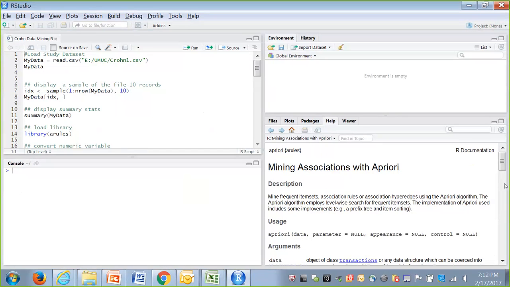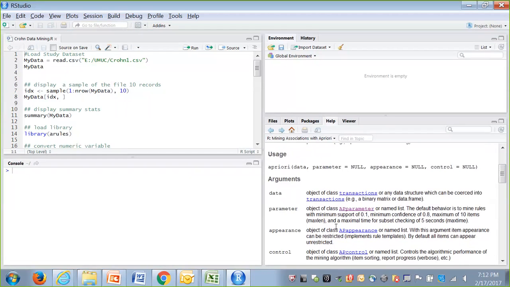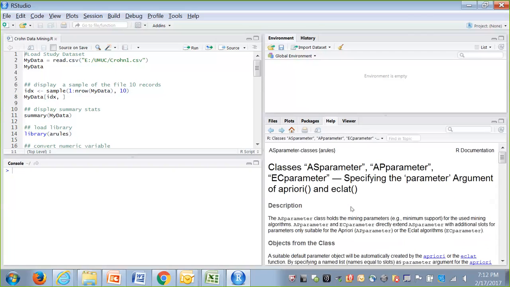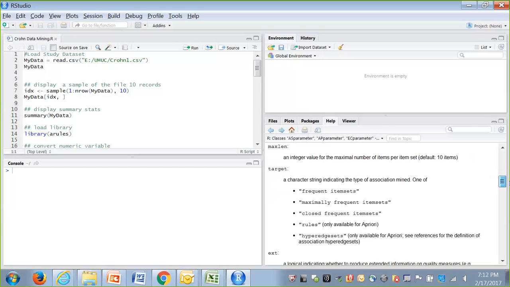So the Apriori rule has basically a whole set of parameters, and we'll go through that. It also has, like I said, you can actually delve into the parameters. So if you see right here, all your parameters, if you click on that, it'll actually show you every one of the parameters that's available in the package for that particular function.